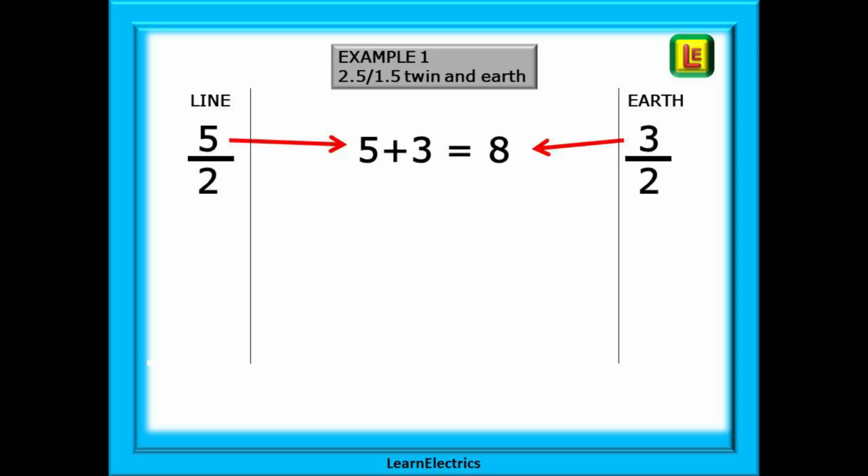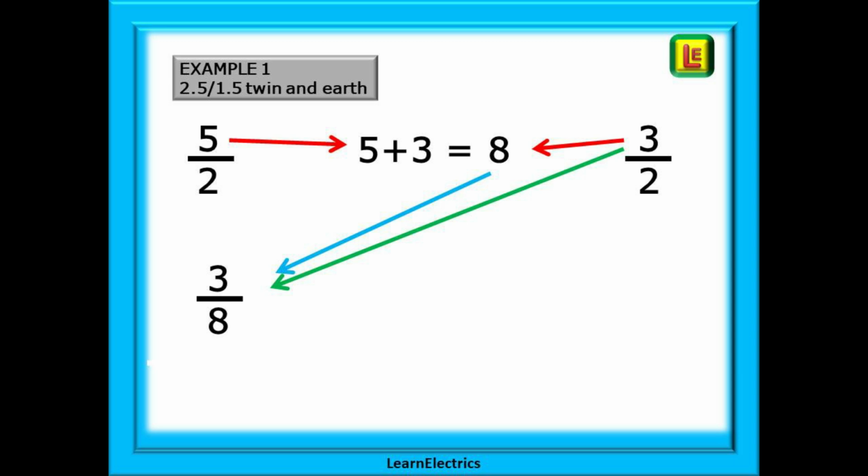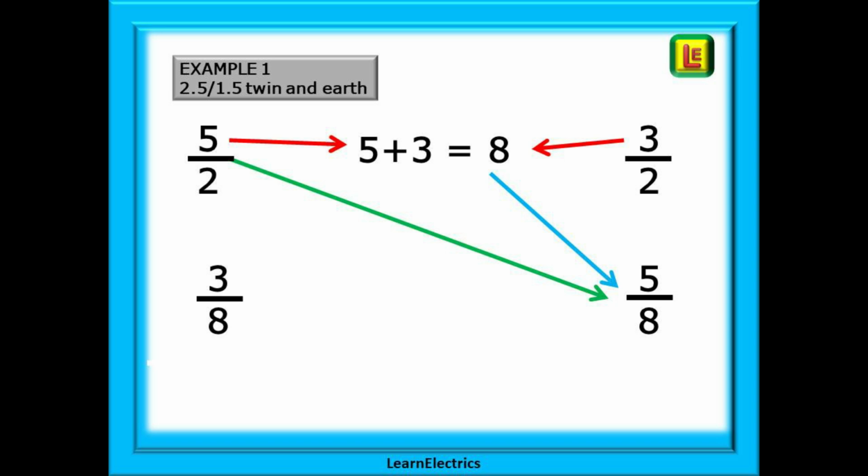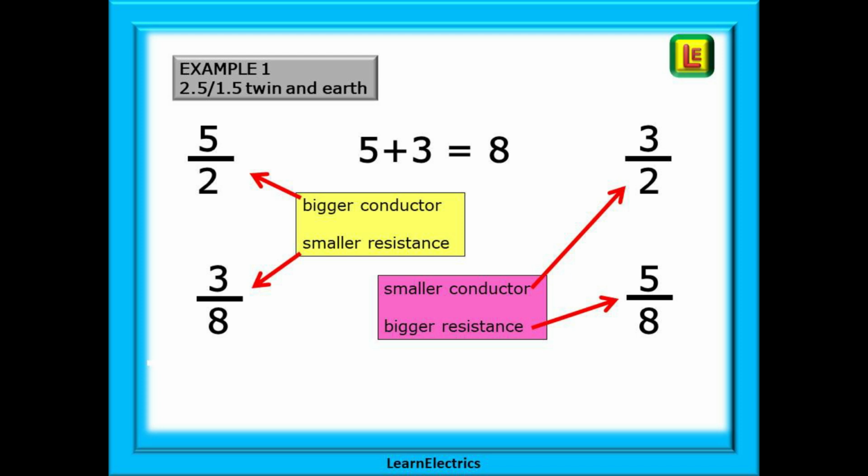Look at this drawing. The line is on the left with 5/2 for 5 halves, and earth or CPC on the right, 3/2 or 3 halves. Now, add the number of halves, the 5 and 3 together, to get the number 8. Now we can calculate the ratio of the resistances. On the left hand side for the line, write down the 3 that's come from the earth side. And below this, write the total number of halves, which is 8. Then, on the right hand side for the earth, write down the 5 from the line side, and below that, the number 8 again. And that is the ratios worked out. On the left, the bigger conductor, 5/2, has the smallest resistance, 3/8.